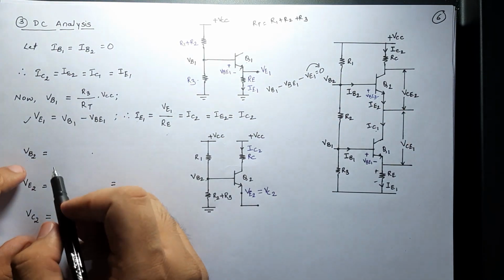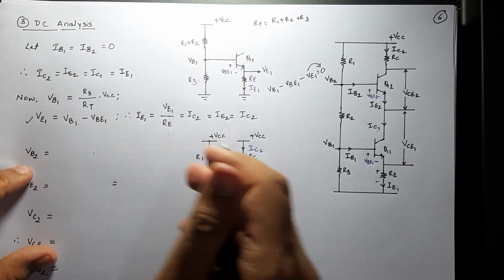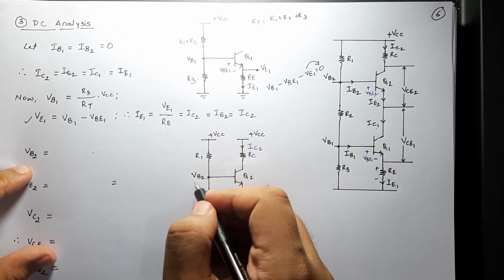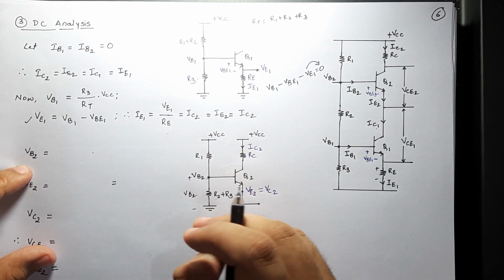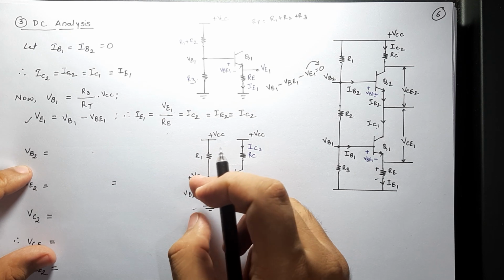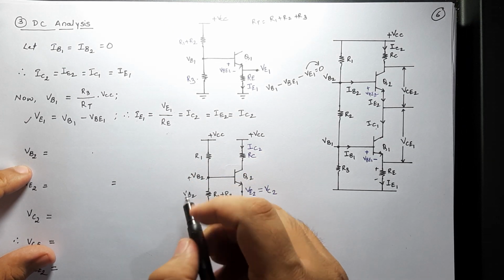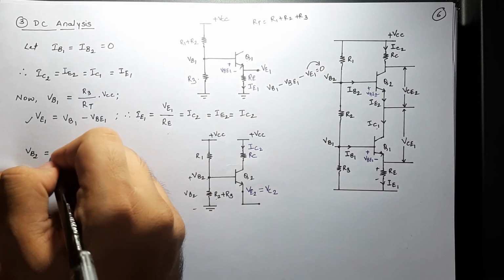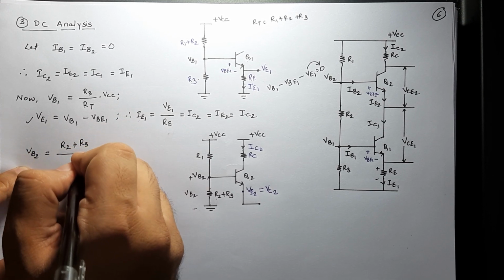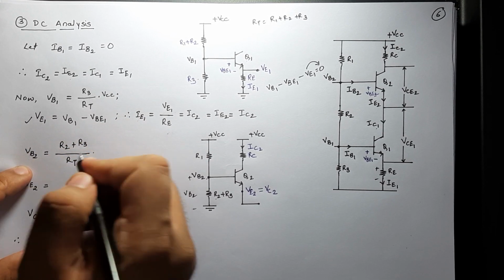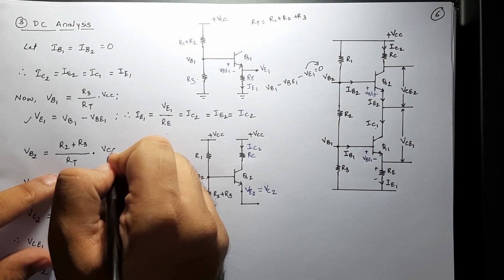Now VB2, if I come back to this point over here, by the voltage divider rule, this is VB2. How do you apply a voltage divider rule in the VB2 case? While applying a voltage divider rule, you need to see the resistance which is in front of the voltage you are finding. So VB2 के सामने कौन सा है? R2 plus R3, hence R2 plus R3 will be in the numerator upon RT. RT is R2 plus R3 plus R1, into my VCC.